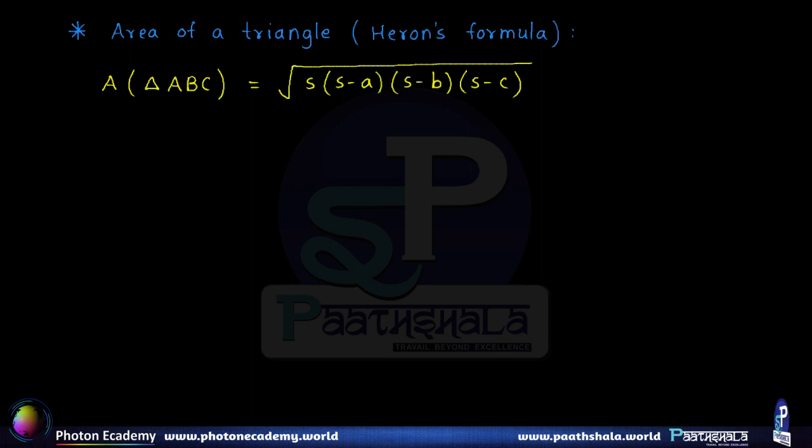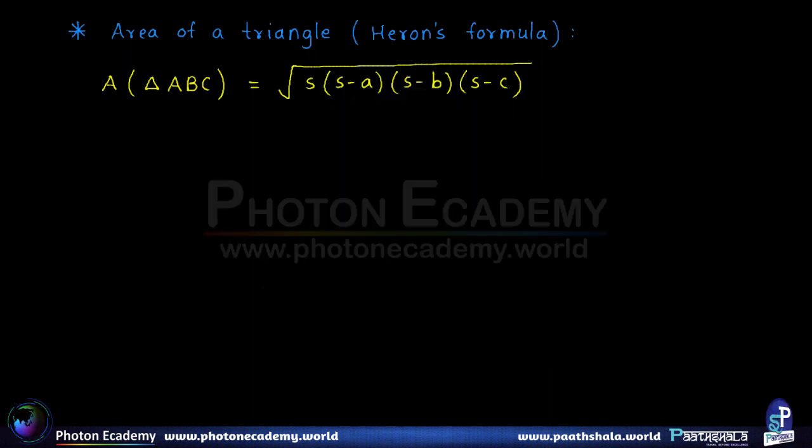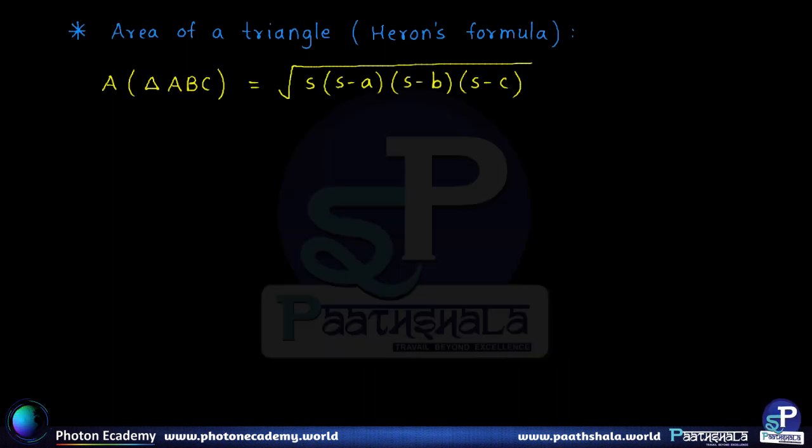Now we have another formula for area of triangle, which is called Heron's formula, and that is given by area of triangle ABC is equal to root of s into s minus a into s minus b into s minus c, where s is once again the semi-perimeter, so that is the already known symbol. Now in order to prove this formula, we take help of the previously proven formula of area.